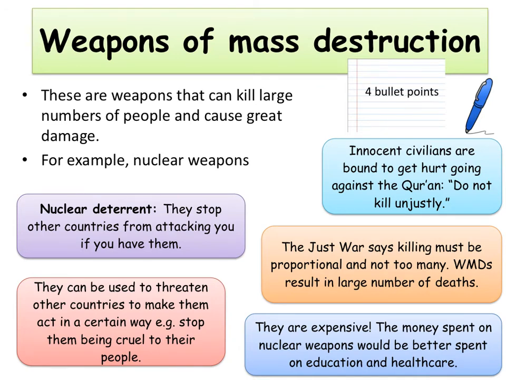A huge thing to consider whenever we're looking at war is how modern war is evolving and the use of weapons of mass destruction. These are weapons that kill large numbers of people and cause great damage. For example, nuclear weapons, which were used for the first time in war during the Second World War in 1945 against Japan. Write down 4 bullet points to say whether nuclear weapons should be used or shouldn't be used, dependent on what I say. The first point to use is that they are a nuclear deterrent.